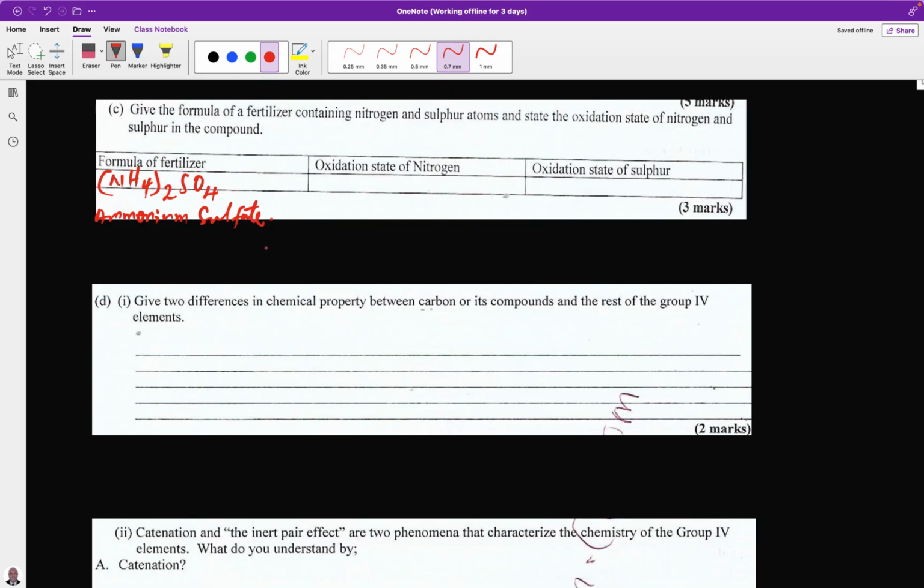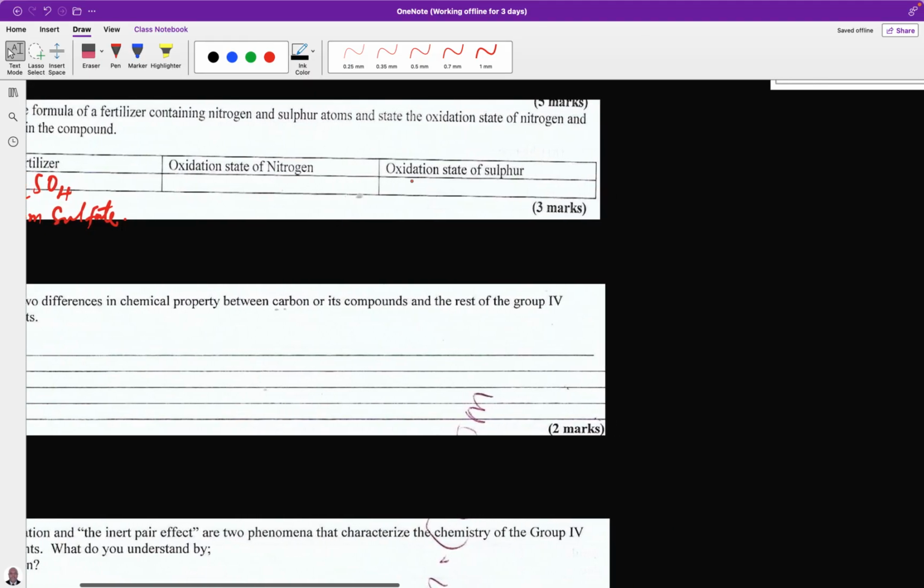Ammonium sulfate is a good example of a fertilizer containing nitrogen and sulfur. Now, if we want to calculate the oxidation state of nitrogen in this compound, let's see. Nitrogen in ammonium sulfate, this is nitrogen. There are many ways we can calculate it.